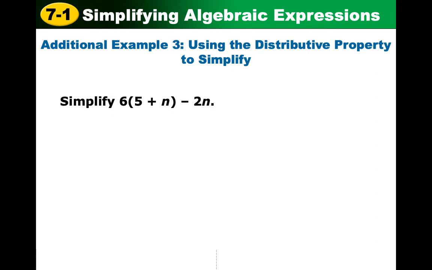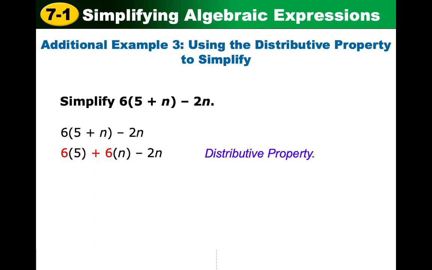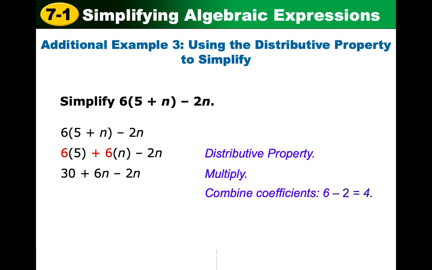According to PEMDAS, we're going to simplify the parentheses and then do the multiplication. We can't simplify anything inside the parentheses because they're not like terms, but we can distribute the 6 to the 5 and the n like this. 6 times 5 plus 6 times n, and we still have to subtract the 2n. We multiply the 6 times 5 and the 6 times n, and we get 30 plus 6n minus 2n. 30 is going to stay the same, but 6n minus 2n will be 4n. So your solution will be 30 plus 4n.